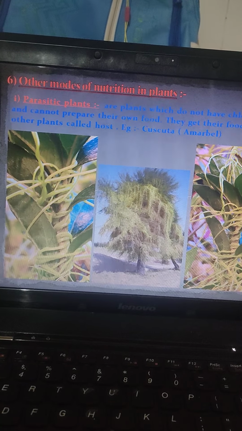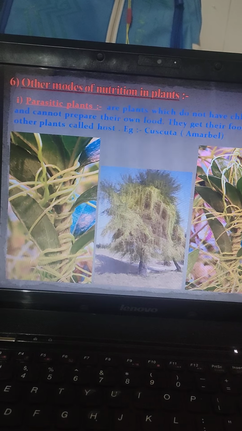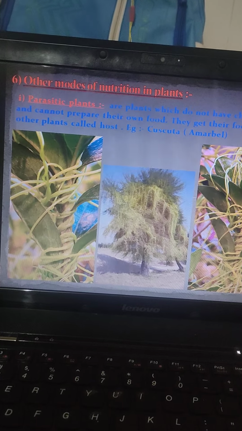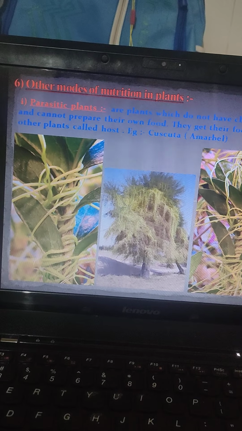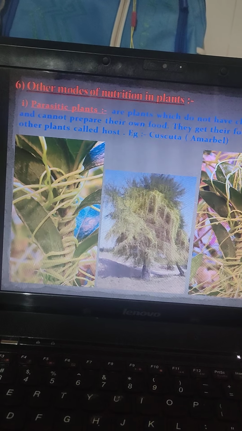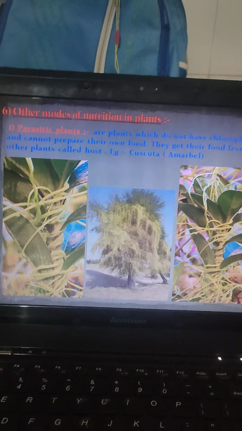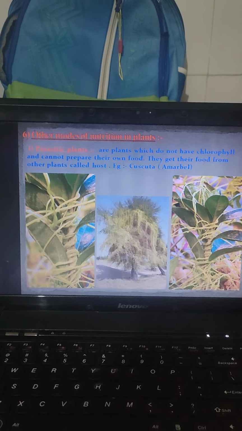And you must be able to tell about the modes of nutrition in plants, other than autotrophs and heterotrophs. There are some parasitic plants. You must know the plants which have this type of mode of nutrition.